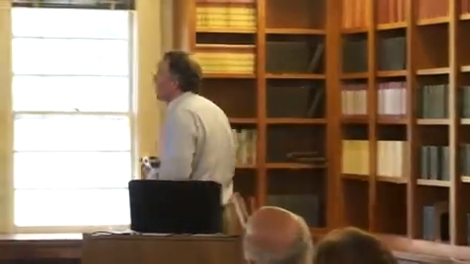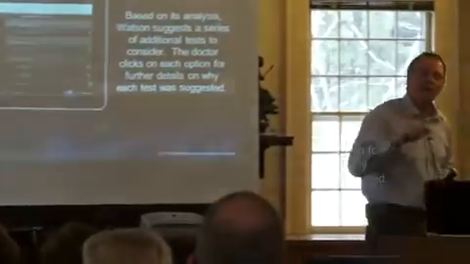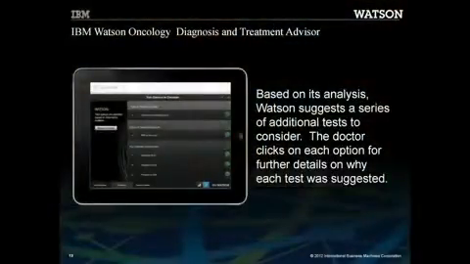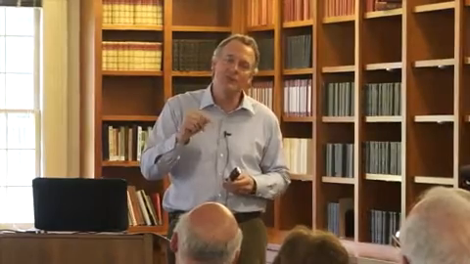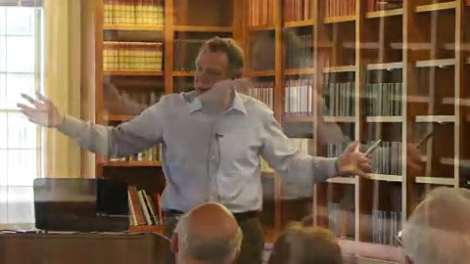So what happens here, based on the analysis, in this case, Watson comes back and says, you might want to consider running these additional tests. All right, so it doesn't come back and say this is the answer. It comes back and says we need more information. But what's different here is the decisions on what additional tests to run are based on all of that information that was just gathered, as opposed to saying I need to run a battery of tests so I can get everything that's possible, which happens a lot, right?